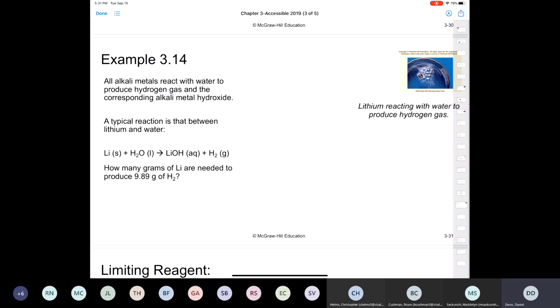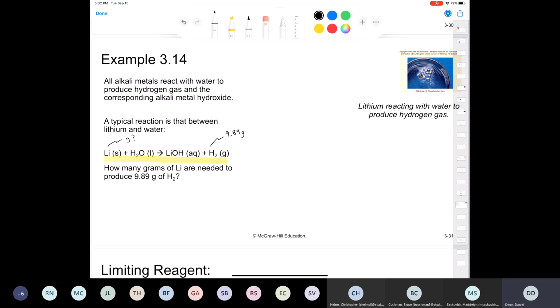Anyhow, it says here that a typical reaction between lithium and water is shown right here. Beautiful reaction, right? Lithium and water gives you lithium hydroxide and the hydrogen gas, that's what those bubbles are right there. All right, how many grams of lithium are needed to produce 9.89 grams of hydrogen? Well, we know that we want to make 9.89 grams of this, and we want to know how many grams of this do we need to do that, right?